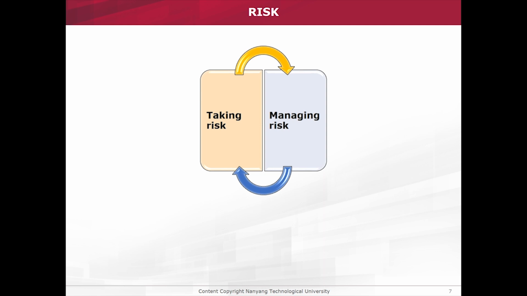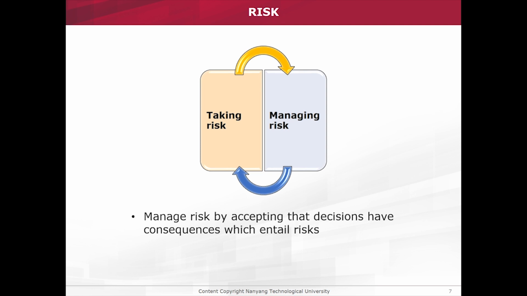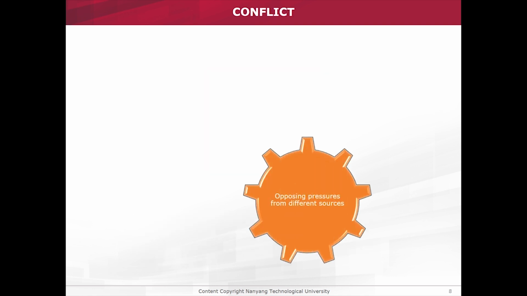Good decision makers manage risks by accepting the fact that decisions have consequences and taking risks. However, they will do everything they can to anticipate, minimize, and control the risks. For example, in the pharmaceutical industry, new drugs have a 10% probability of successfully passing the advanced clinical trials and a 90% probability of failing. Managers experience two types of conflict when making tough decisions.